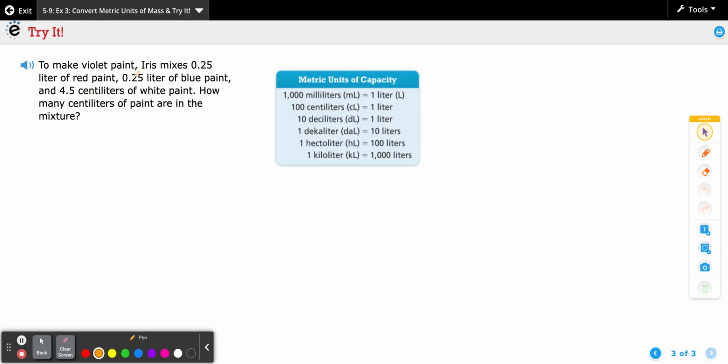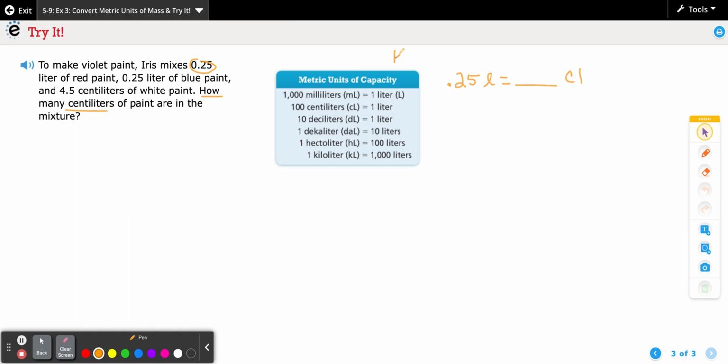So we have different units here. So we can't just add that together until they're all the same. Since they want to know centiliters, let's convert this 0.25 liters into centiliters, right? And again, I'm just going to use the way that I prefer to do it. If you like the book way, feel free. It absolutely works. So 0.25 liters equals how many centiliters?